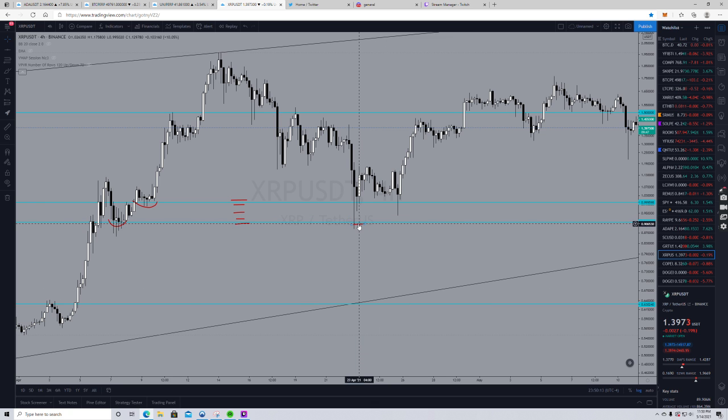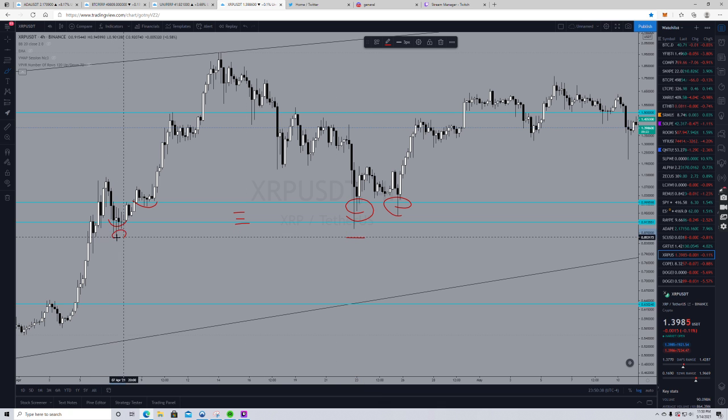Sorry, I just want to clean this up a little bit. And we don't have to do that. Just ignore this. So I caught all this. I caught all this. And my stop is where? Where do you think it is? Right here. Below this low.